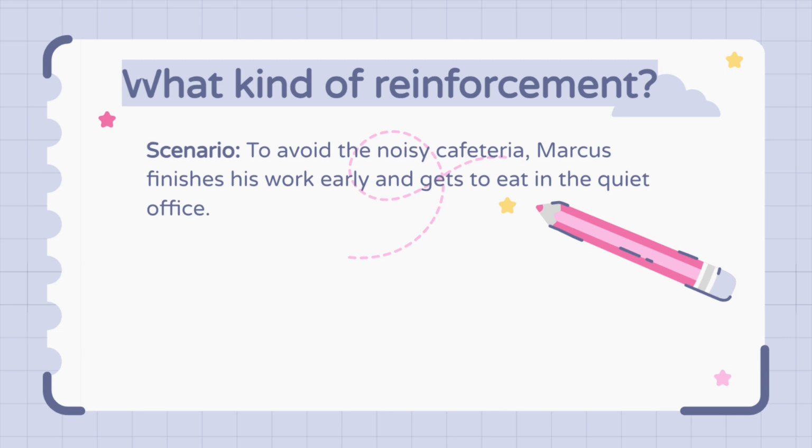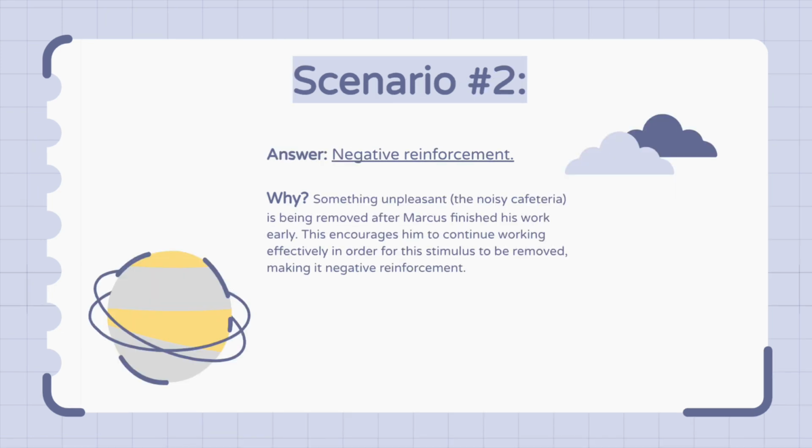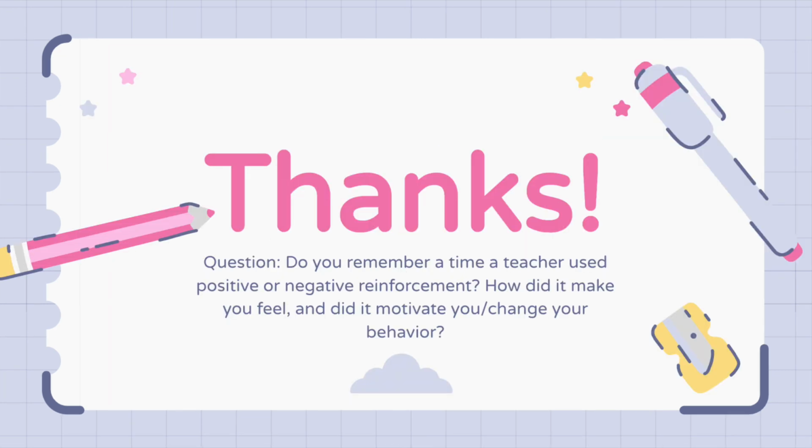And if you said negative reinforcement, you'd be correct again. So this would be because something unpleasant, like I said, you're removing a stimulus. So this would be the noisy cafeteria is being removed after Marcus finishes his work early. And this encourages him to continue working effectively in order for the stimulus to be removed, which means it would be negative reinforcement. That's all I had to share with you guys.